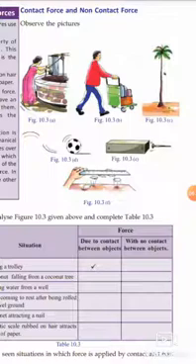Not only the earth, every object in the universe attracts each other. Such force is known as gravitational force. So the force with which every object attracts each other, that force is known as gravitational force. Here in this case, earth is attracting coconut. So here it is gravitational force.